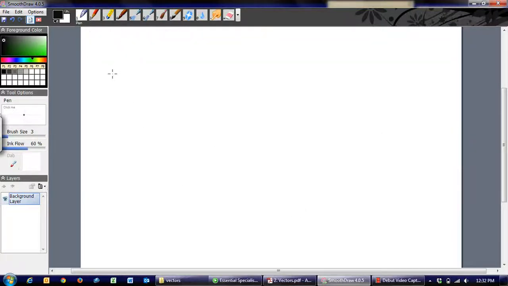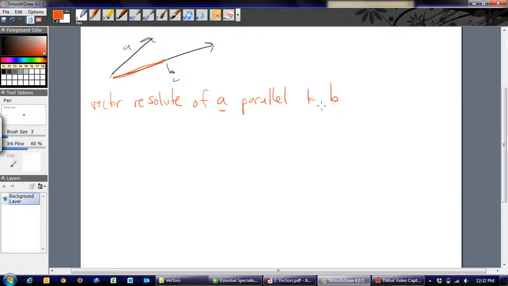Okay, so here we go. If you have A and you have B, I'll just quickly do it again to make sure. Oh, I swear I chose red. And you have this here, which is your parallel component. So what we'll say is the vector resolute of A parallel to B. That's this red part here. It's the part, the component of A, which is parallel to B.